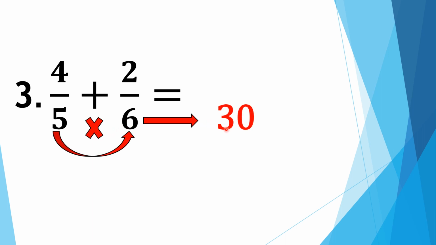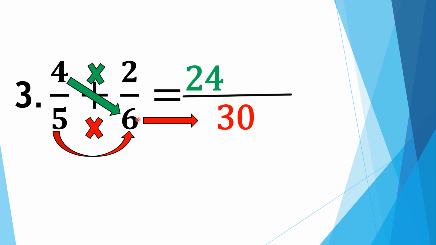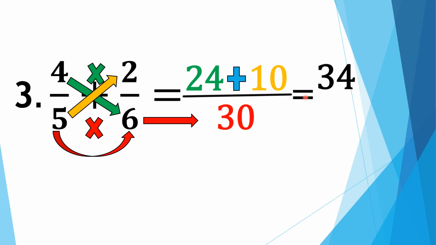Number 3, 4 over 5 plus 2 over 6. First step, multiply. 5 times 6 is equal to 30. Then, 4 times 6 is equal to 24. Next, 5 times 2 is equal to 10. The next step, add 24 plus 10 is equal to 34. Then copy the denominator 30. Then simplify 34 over 30 into the lowest term.